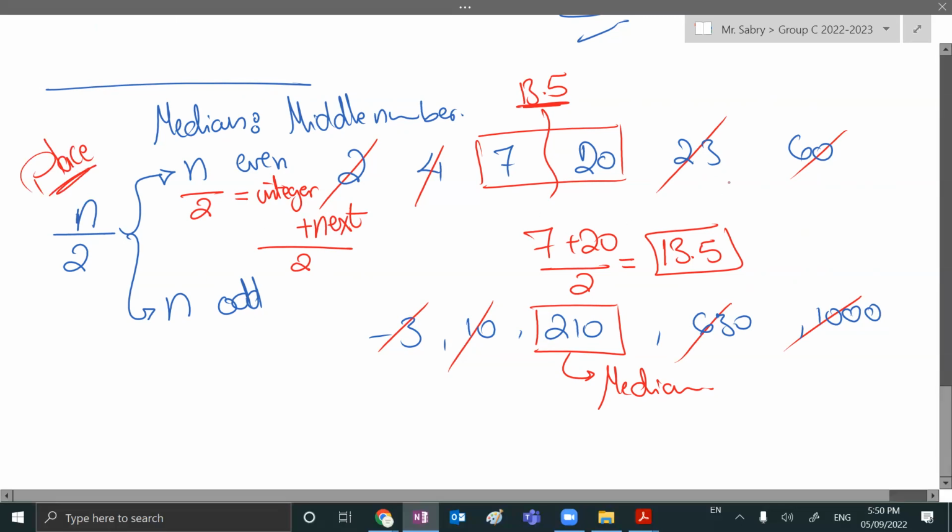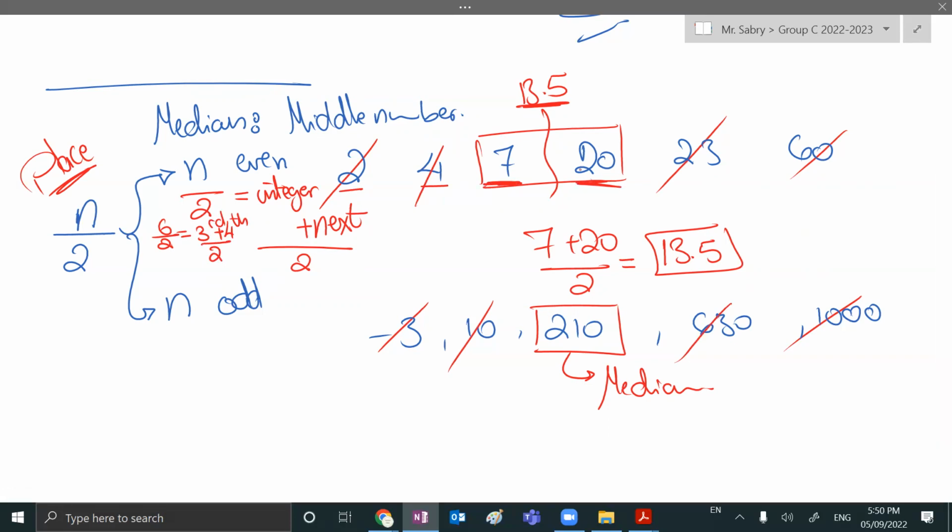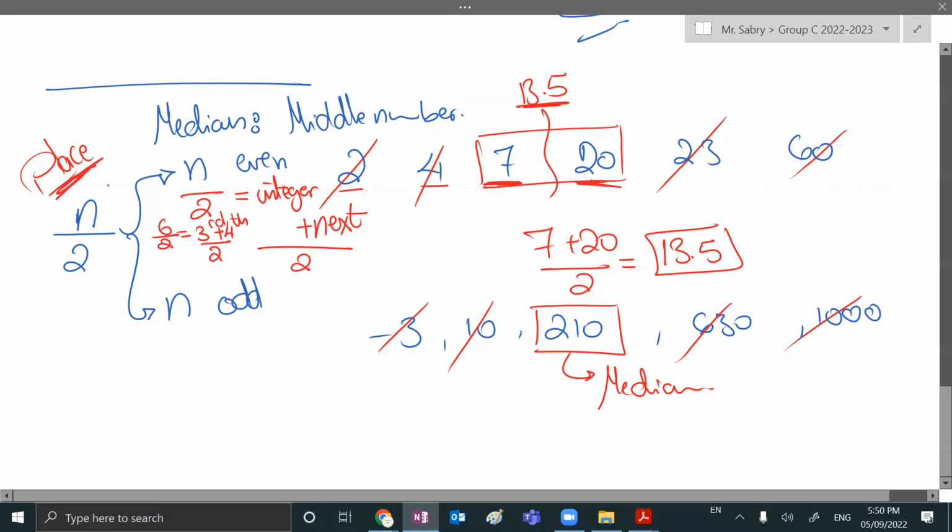So for example, if there are 6 terms, just like here, 6 divided by 2 is 3. You take the 3rd plus the 4th number over 2. So you go to the data again and you check, here's 1st, 2nd, here's the 3rd, here's the 4th, add them and divide them by 2. Makes sense? Again, that gives you the place of the median. It's very important to remember that.